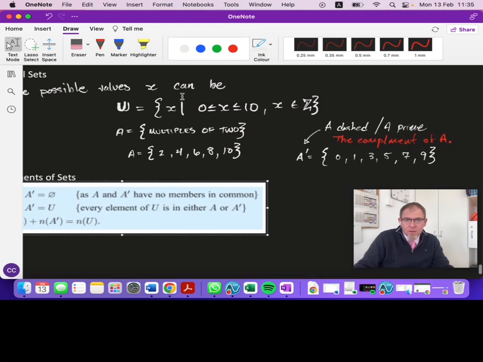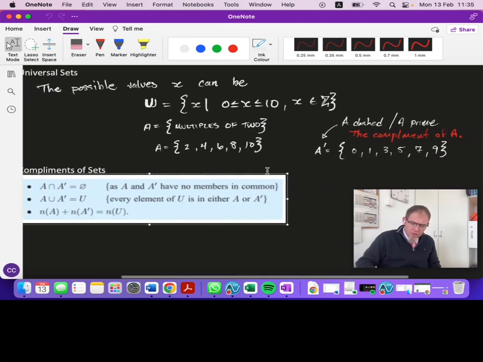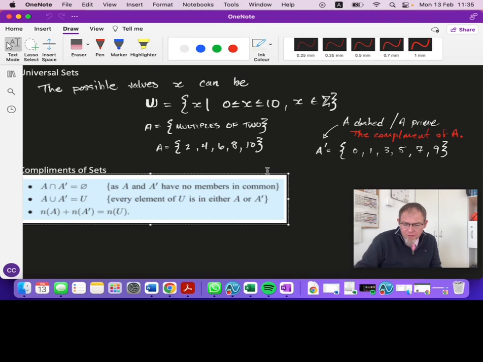You notice that's true because these are the numbers 0, 1, 2, 3, 4, 5, 6, 7, 8, 9, 10. And if I do this, my union would be 0, 1, 2, 3, 4, 5, 6, 7, 8, 9, and 10. The union is both. And finally, if I know the number in A, which in this case is 5, and the number that aren't in A, which is 6, then my total number, because I'm starting at 0 and going to 10, has to be the sum of those two, which in this case would be 11.